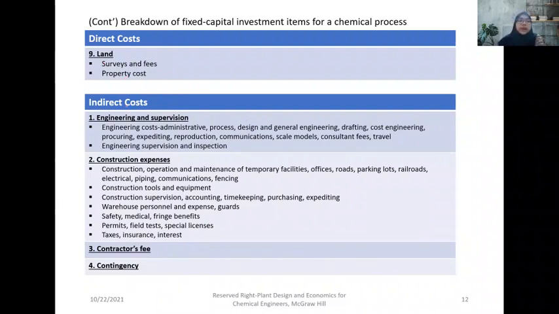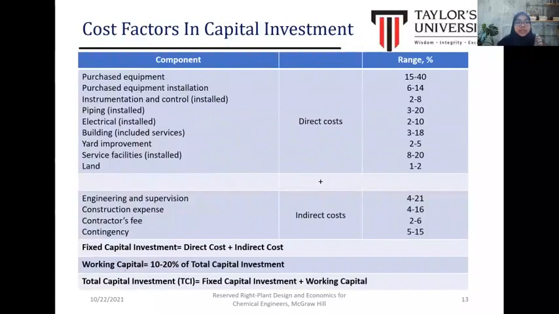Okay, for the indirect costs, the items include engineering and supervision, for example, when we hire a third party to perform the EPCC: engineering, procurement, and process commissioning. And then the second item is construction expenses, including the permit for the labor, safety, medical, taxes, insurance, and also the interest covered under the construction expenses. And then contractor fees and contingency.